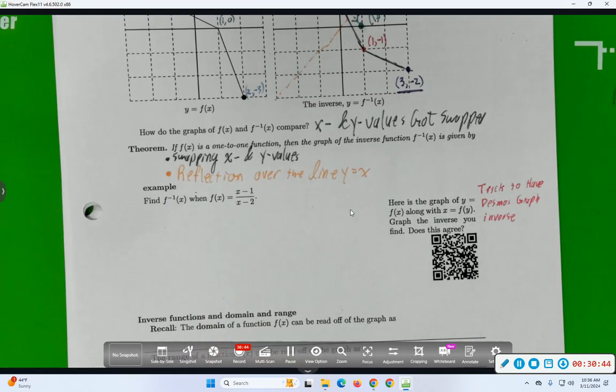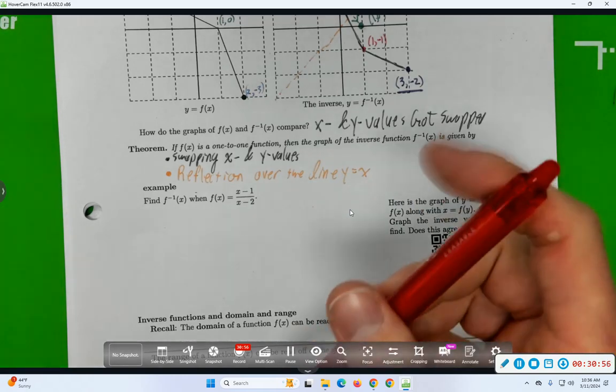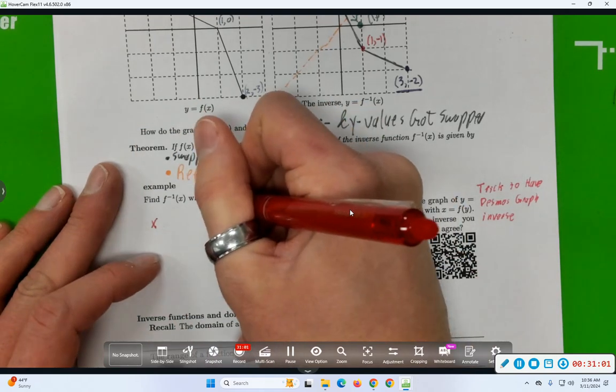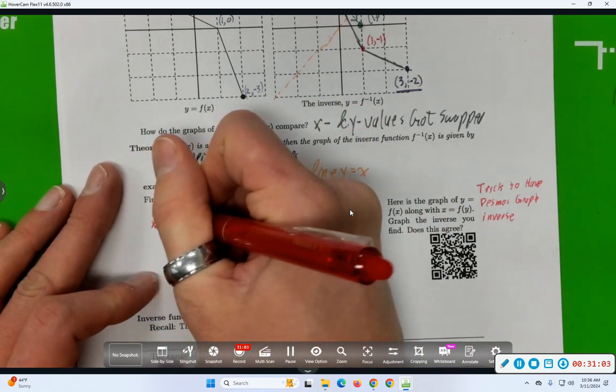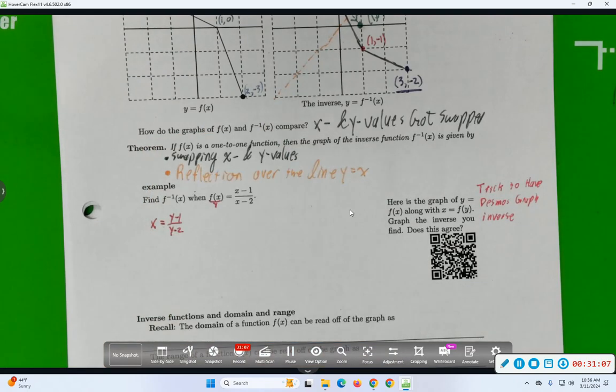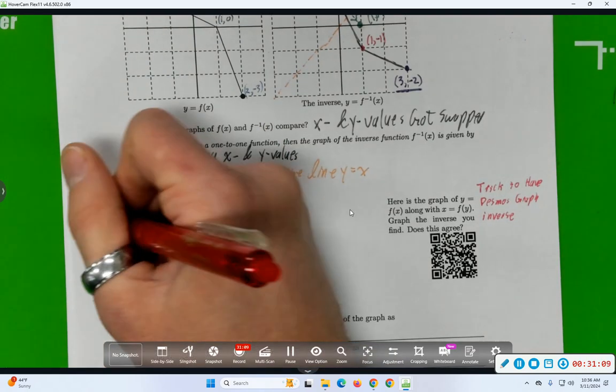If I want to find an inverse to that function, what's the equation I need to solve? What's the equation I should write down? x equals y minus 1 over y minus 2. Nice. I'm going to swap the role of x and y, where I'm thinking of that as a y. x equals y minus 1 over y minus 2. And I want to solve for y.